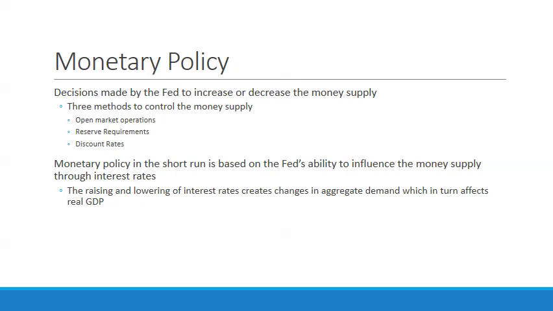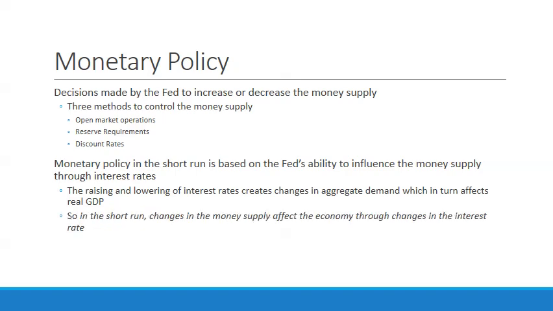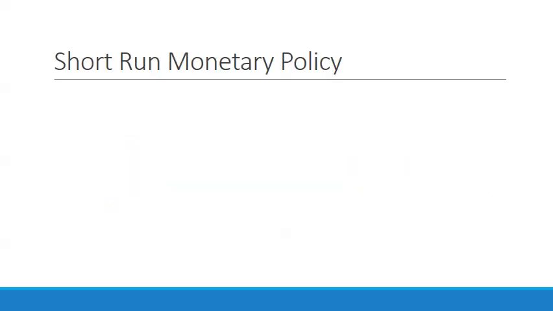That's why we spend so much time on looking at how the economy fluctuates. It's because of how easily aggregate demand can shift based on the amount of money that's in the market, and the money supply. So in the short run, changes in the money supply affect the economy through changes in interest rates. So let's look at the short run monetary policy.